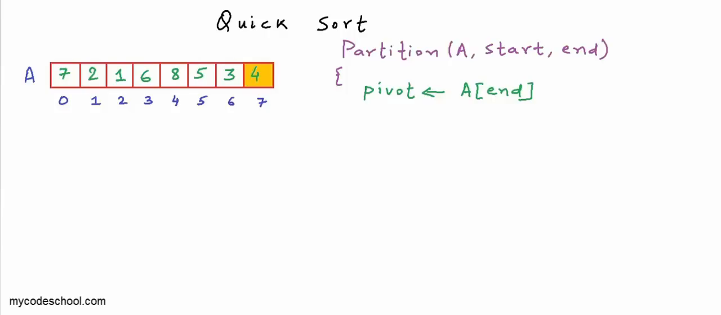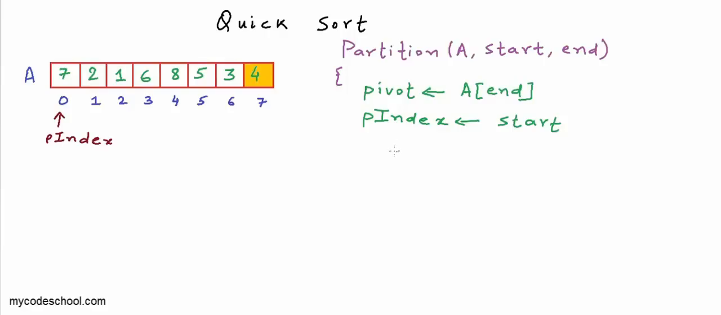So pivot will be 4. Now partition logic will be something like this. We will first take a variable named p index, or partition index. I'm just writing the shortcut p index for partition index, and initially we will set it to start.